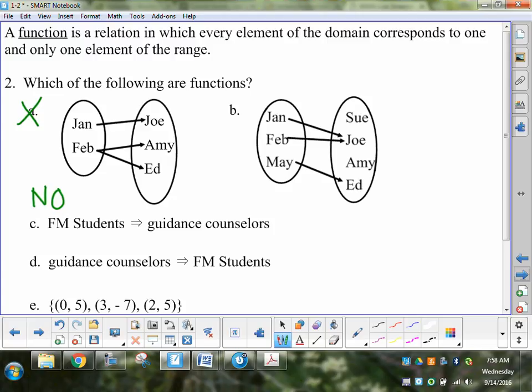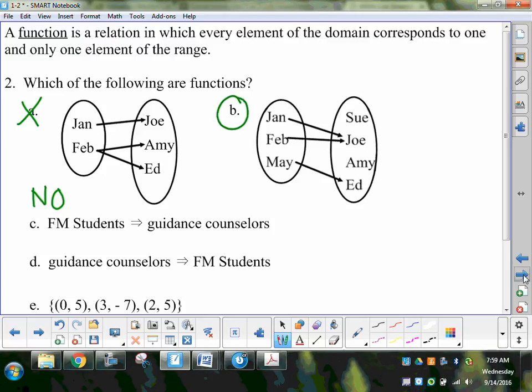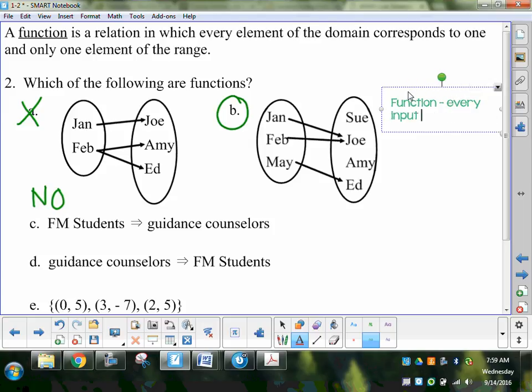How about for B? Is B going to be a function? Yeah. Does every input have one output? Maybe we'll list that out on the side, so we're just taking a little bit of a refresher here. This is a function. We'll say at most one output. It's possible for it to be a function if the input doesn't have an output. Is this an onto function?